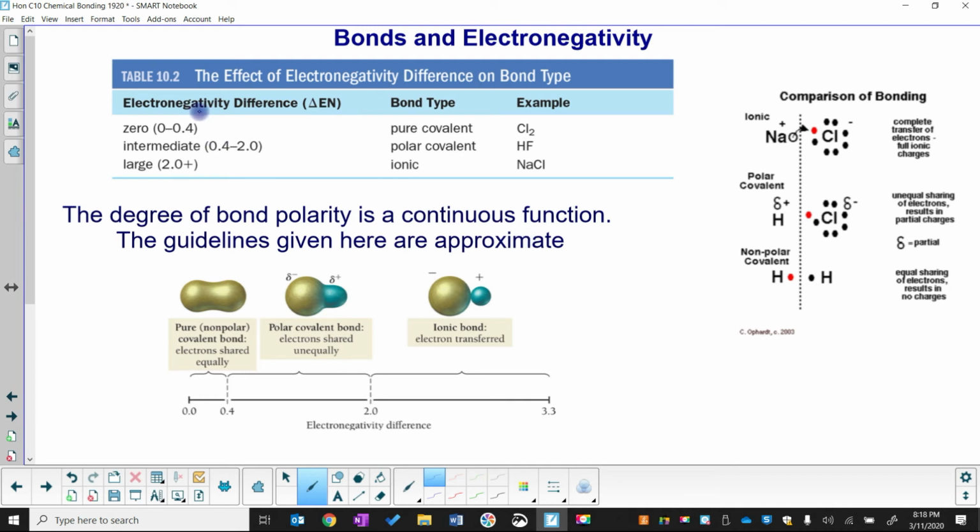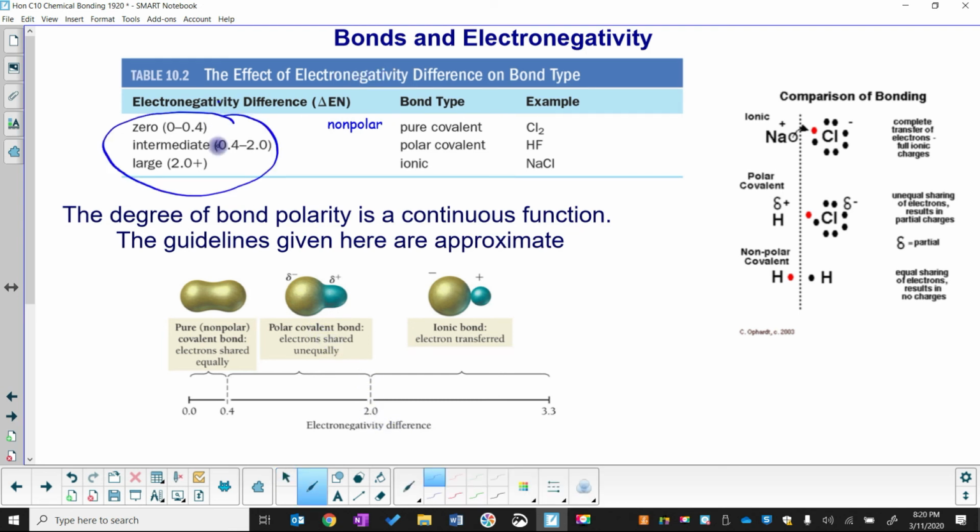If we look at the electronegativity difference between the two atoms, if the electronegativity difference is slight, from 0 to about 0.4, we say it is nonpolar covalent. If it's in between that 0.4 to 2, it has a dipole moment. It is polar covalent. If it is greater than that, it is ionic. You may see different values depending on your reference source. The values that you need to use on a test will be given.